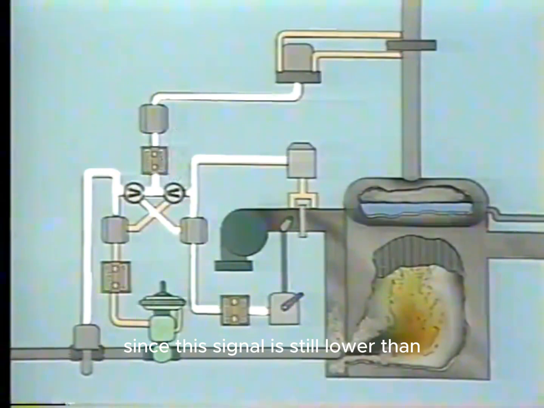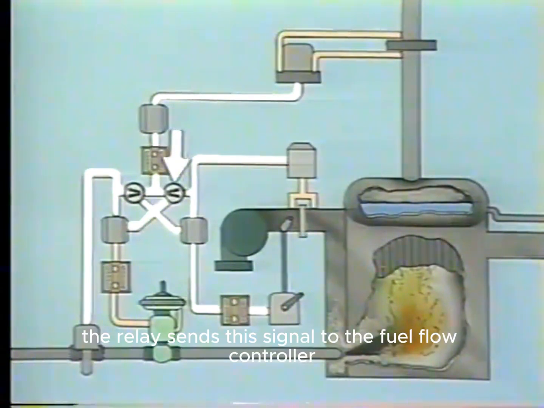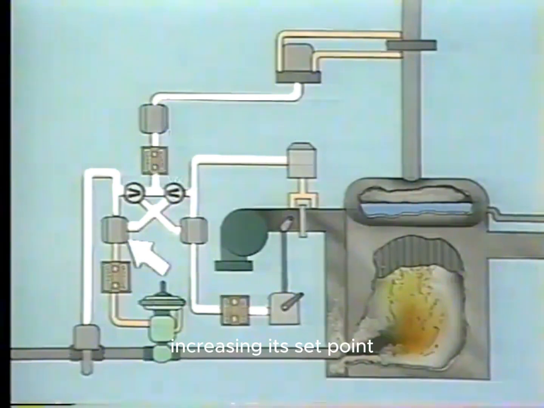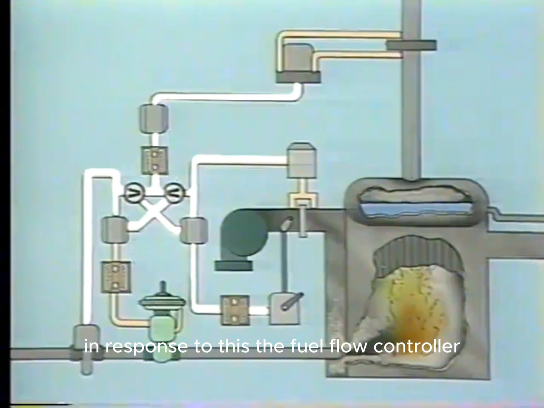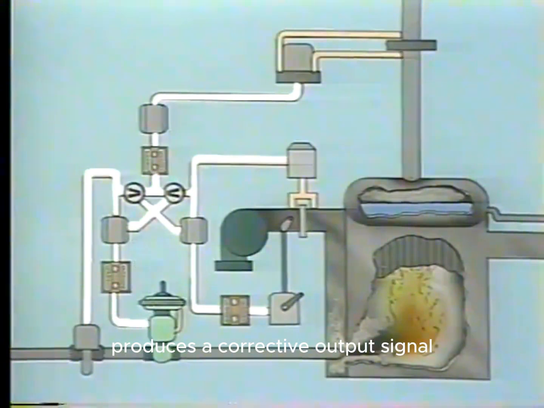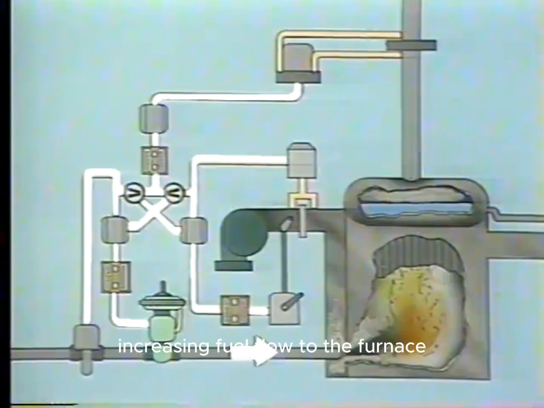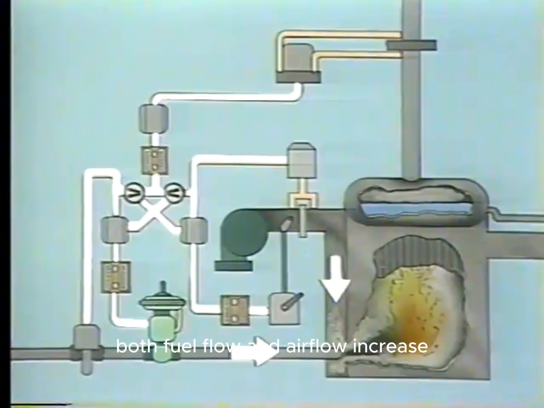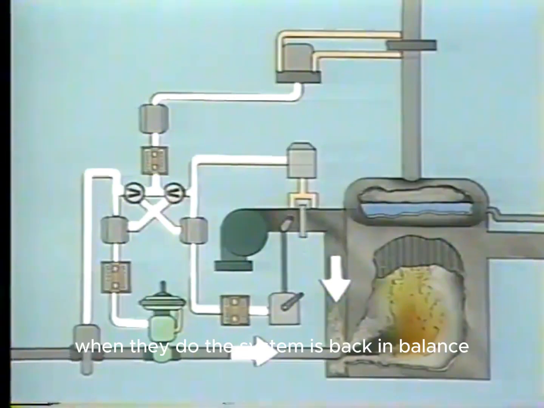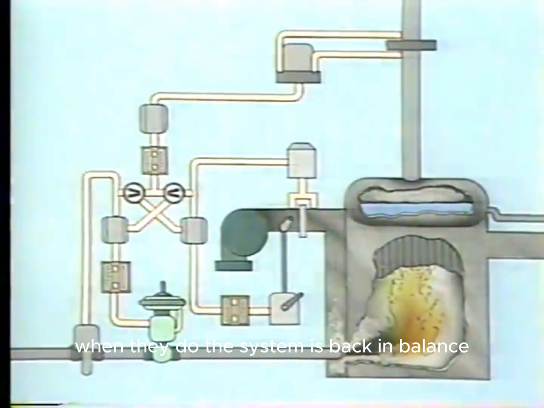Since this signal is still lower than the signal from the steam flow transmitter, the relay sends this signal to the fuel flow controller, increasing its set point. In response to this, the fuel flow controller produces a corrective output signal that causes the fuel valve to open more, increasing fuel flow to the furnace. Both fuel flow and airflow increase until each reaches its new set point. When they do, the system is back in balance.